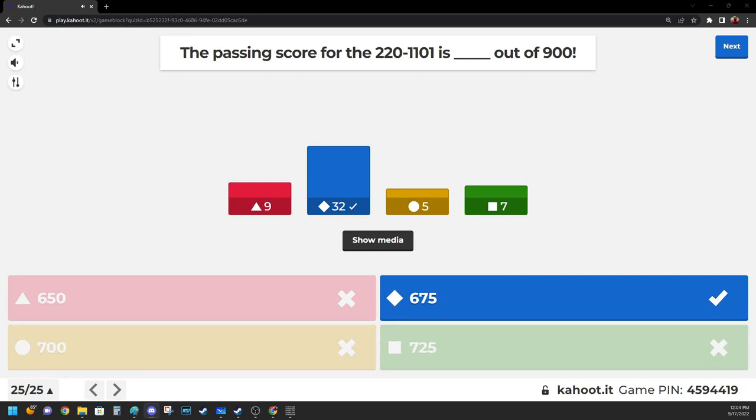Very good. 675 out of 900 is the passing score for the 1101.